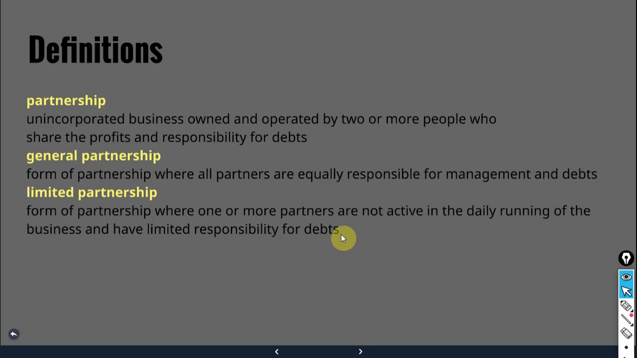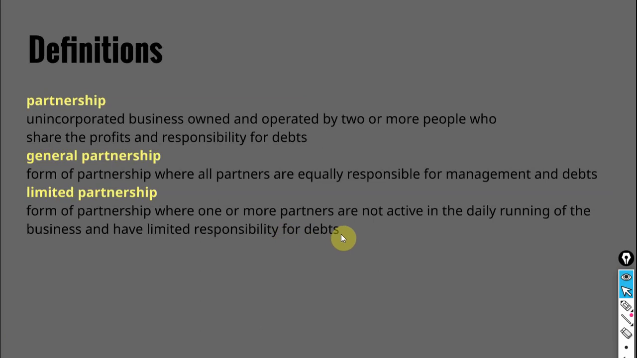We'll be talking in the next lesson about the third form of business, which is corporation.